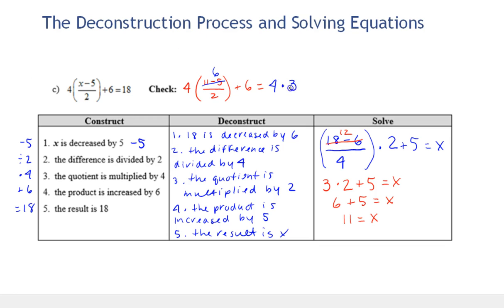So 4 times 3 plus 6. 4 times 3 is 12. And 12 plus 6 is 18. And notice that corresponds to the right-hand side of the equation. So our solution checks. Okay. And we will work on the next 3 questions in the next video.